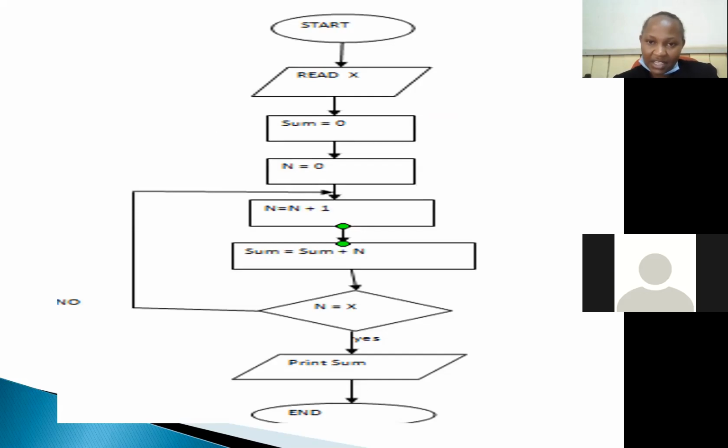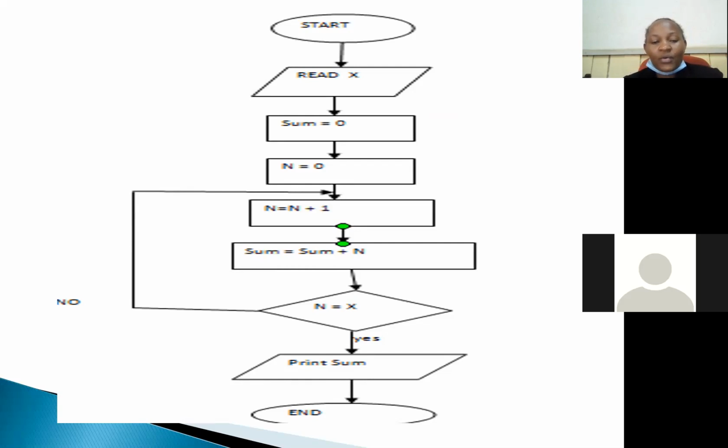Like, for example, in this case of a flowchart, you can see the flowchart is there, whereby we have start, read, then sum is a process whereby sum is being initialized to a value 0. Then again, we have n that is being initialized to a value 0.